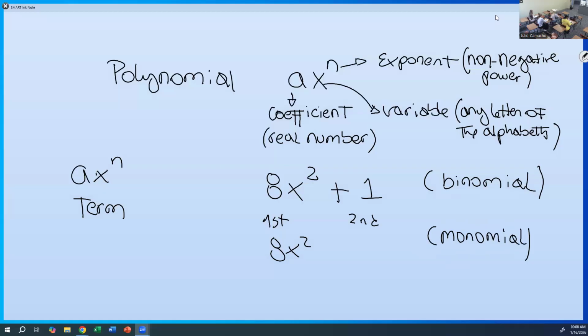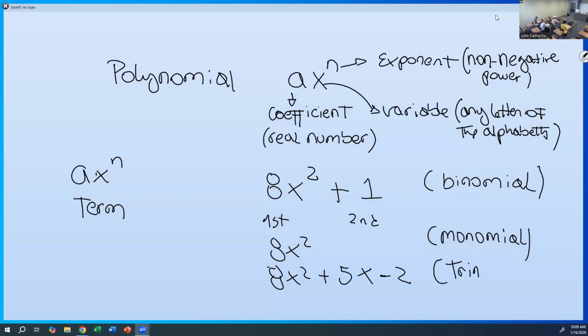And when you have three terms, when you have 8x squared plus 5x minus 2, do you see there are three terms there? That is called a trinomial.